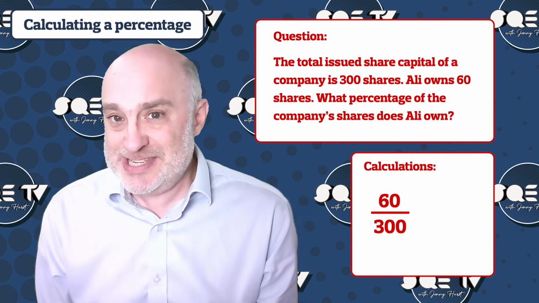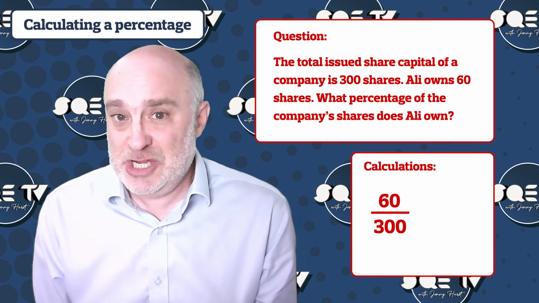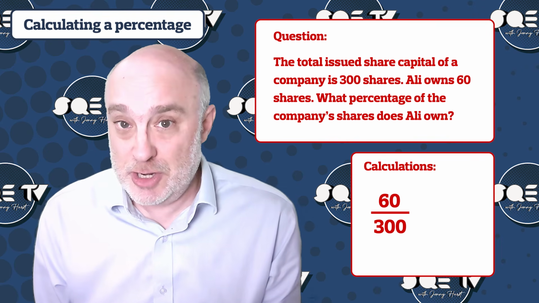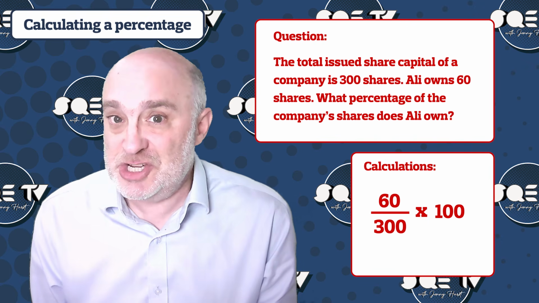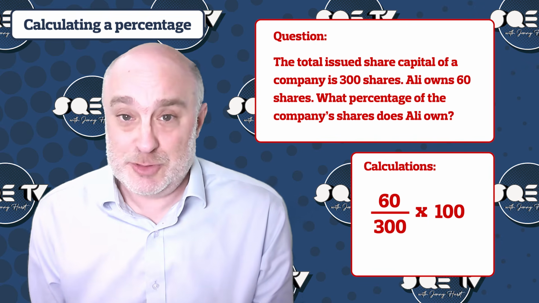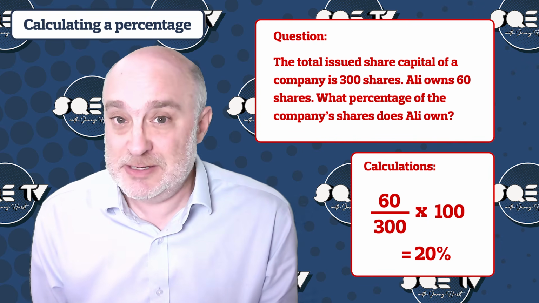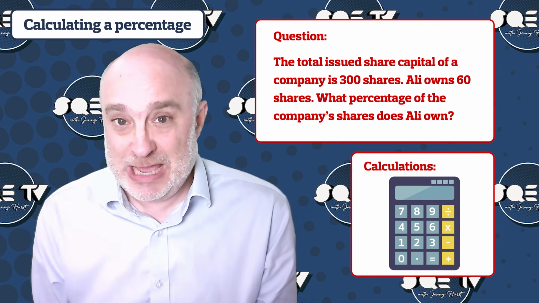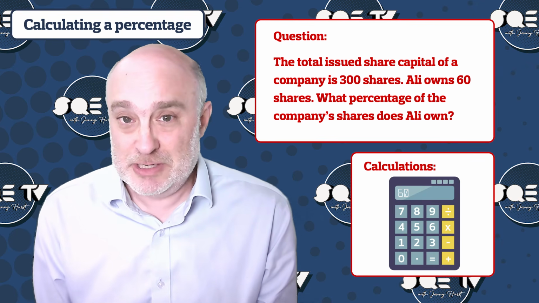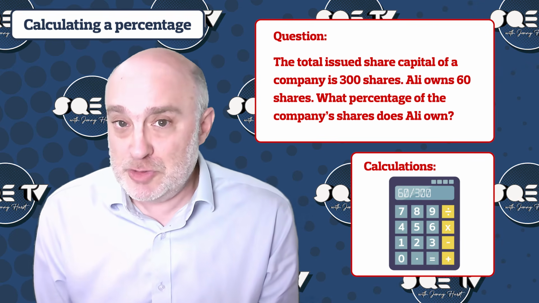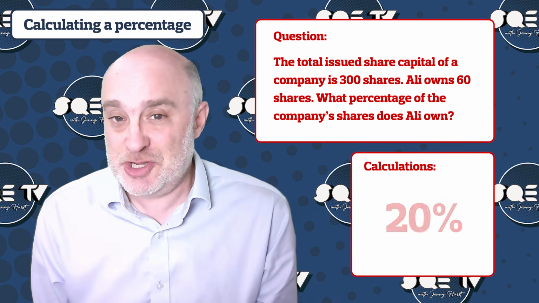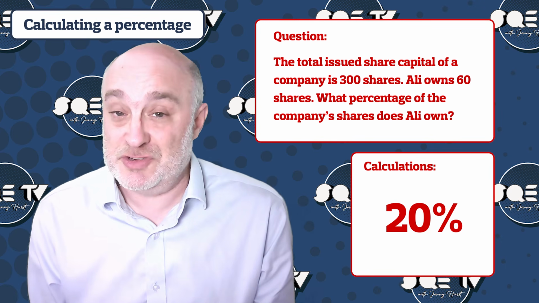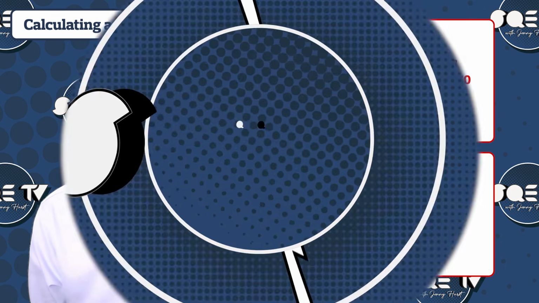And to work out a percentage, you simply do a calculation of 60 divided by 300 and then multiply that by 100 to give you the percentage shares that he owns, and you should be able to work out that that is 20%. Let's see me punching the numbers through the calculator. So 60 divided by 300 and then multiply that by 100, and that gives us the answer in percentage terms of the number of shares or the proportion of shares that Ali has.